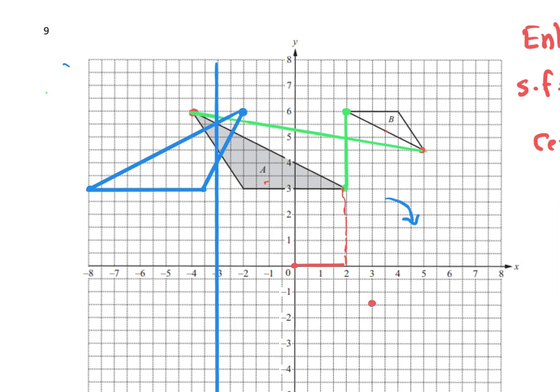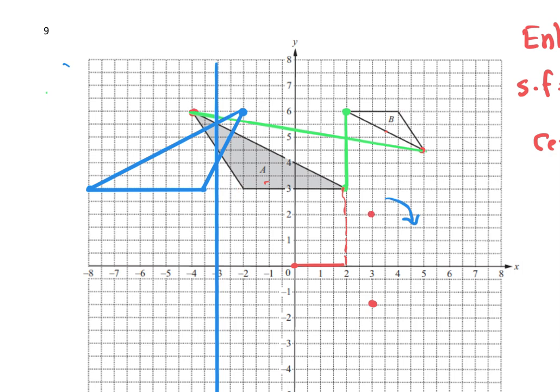You can use a different color. For that point, we need to move 2 left and 3 up. When we rotate 90 clockwise, 2 to the left will be 2 up, and 3 up will be 3 to the right. So this is the image for this point.